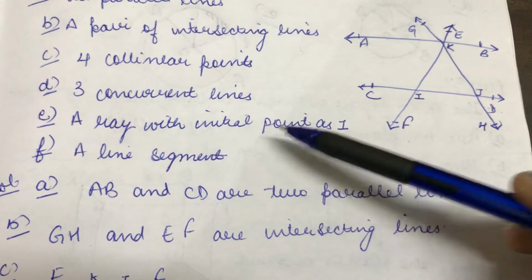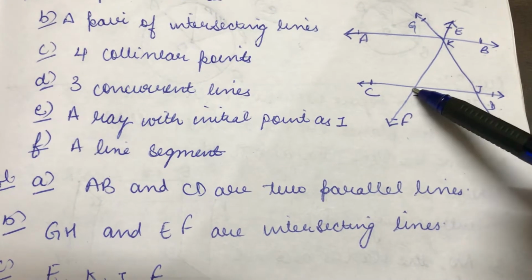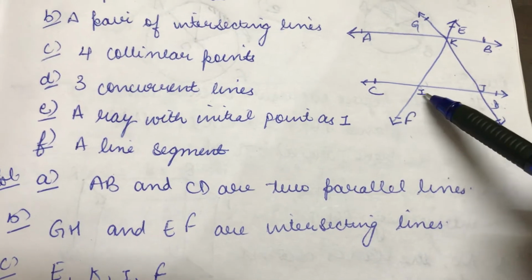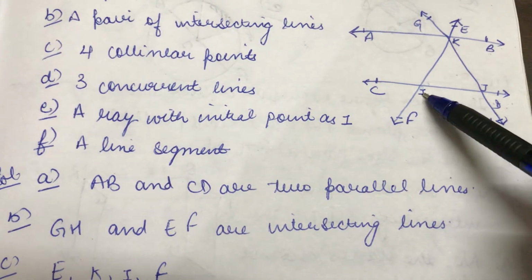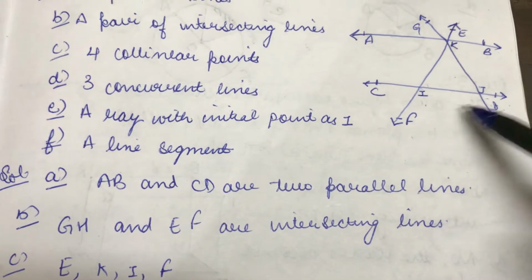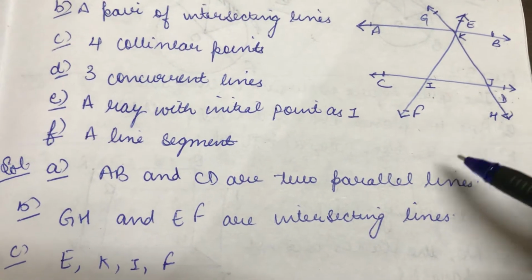Next I want a ray with initial point as I. Now this is the point I. I want a ray which starts from here. Initial point means which starts from I. So it can be ID, it can be IC, IJ, IF, IK, IE. So we have the rays like this.